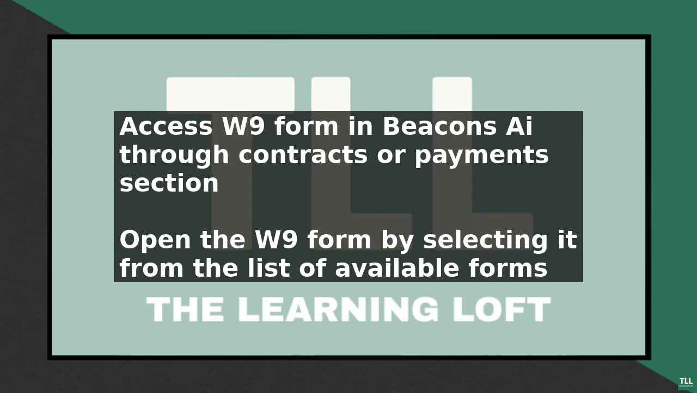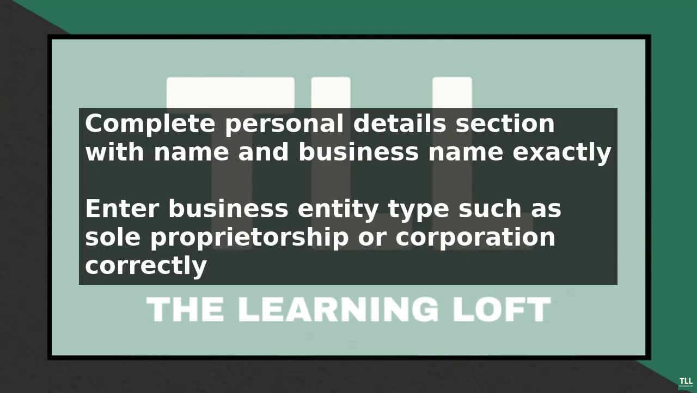First, you need to access the W-9 form in Beacon's Eye. To do this, navigate to the Contracts or Payments section of the platform and click on the Tax Forms option. Select the W-9 form from the list of available forms and click on it to open. The W-9 form will have several sections that need to be completed.